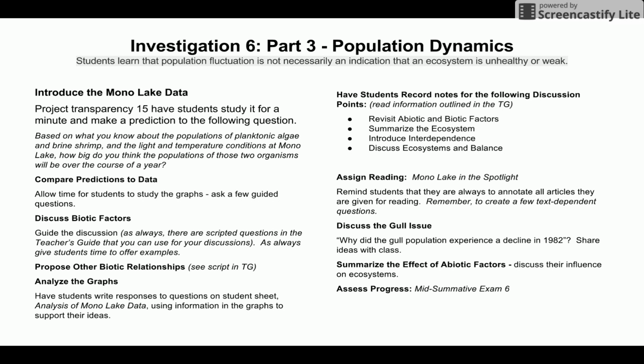Summarize the effect of abiotic factors. Discuss their influence on ecosystems. Conclude the investigation by giving them mid-summative exam number 6.